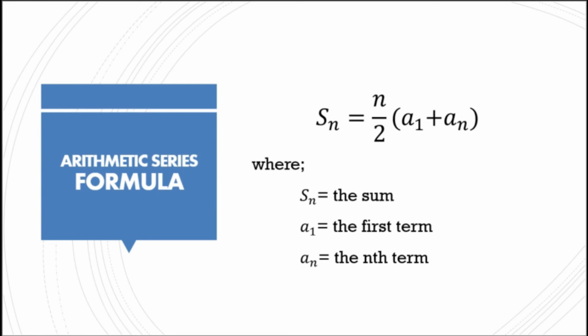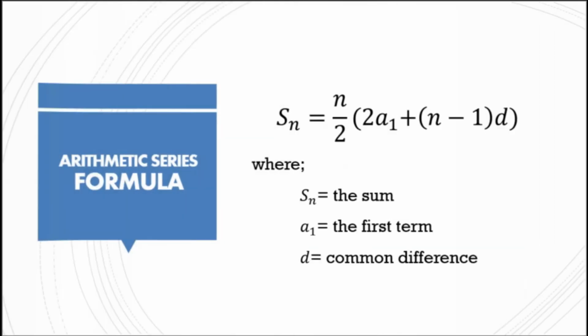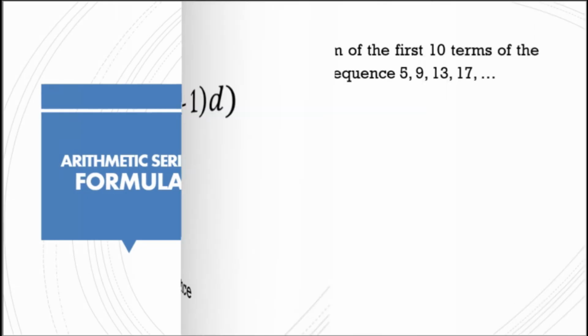If the nth term is unknown, we can just use this formula. S sub n is equal to n over 2 multiplied to the quantity 2 multiplied to a sub 1 plus the quantity n minus 1 multiplied to d. It is by substituting the formula for the general term in the arithmetic sequence. In here, S sub n is the sum, a sub 1 is the first term, and d is the common difference. Let us have an example.